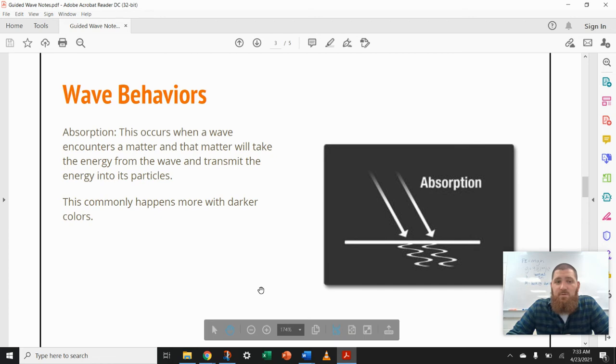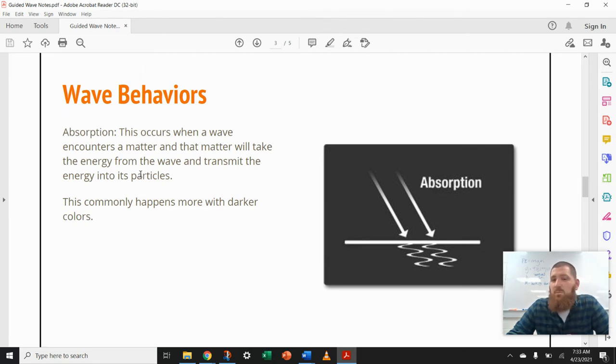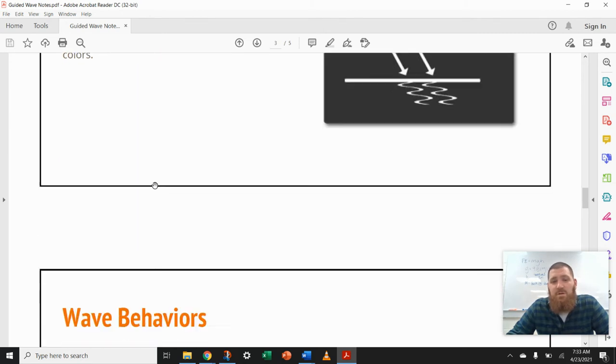Now, wave behaviors. Waves are going to behave in different ways when they interact with different objects. Absorption. Now, this occurs when a wave encounters matter, and that matter will take the energy from the wave and transmit that energy into its particles. This commonly happens with darker colors in sunlight. Darker colors will absorb that sunlight and cause you to heat up if you're wearing darker clothes out in the sun.